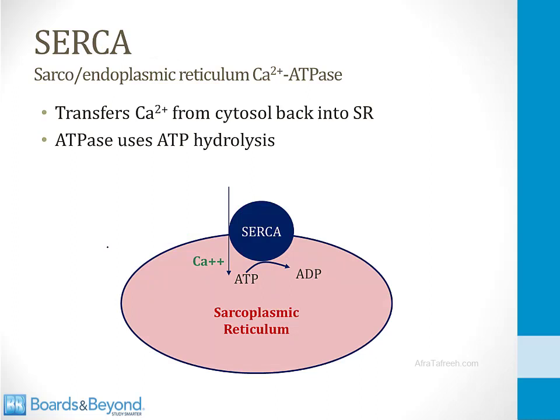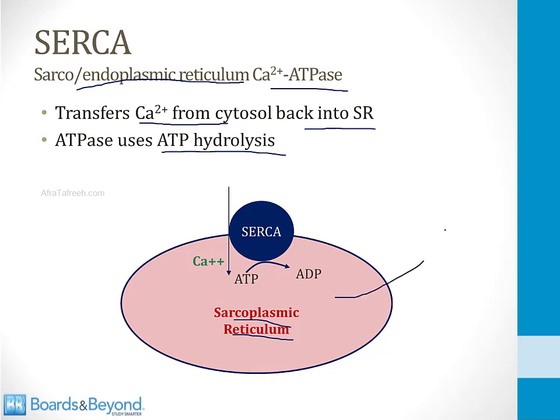In addition to the ryanodine receptor, there's another structure in the membrane of the sarcoplasmic reticulum called the SERCA. The SERCA is the sarcoendoplasmic reticulum calcium ATPase. Its job is to transfer calcium from the cytosol back into the sarcoplasmic reticulum, and it's an ATPase because it uses ATP hydrolysis to function. The reason this is important is because if you want your muscles to contract quickly over and over again when you're exercising, you need to not only dump calcium from the sarcoplasmic reticulum, but you need to take it back up very quickly. And the reason you're able to do this is because of the SERCA.